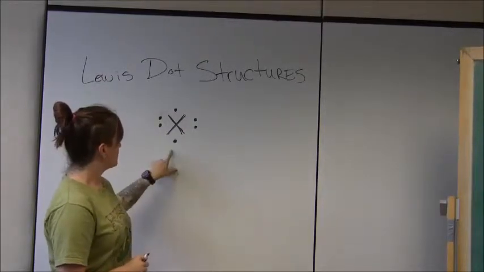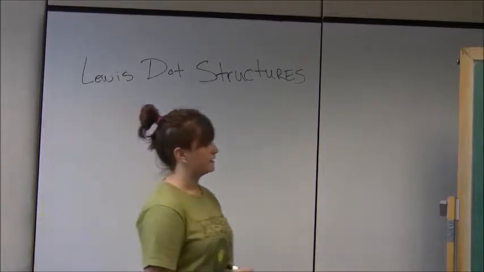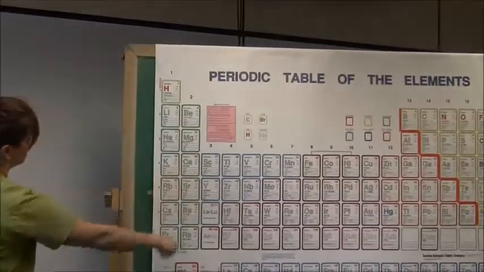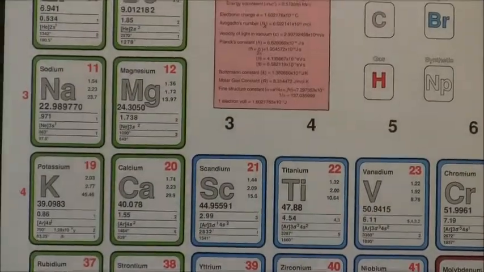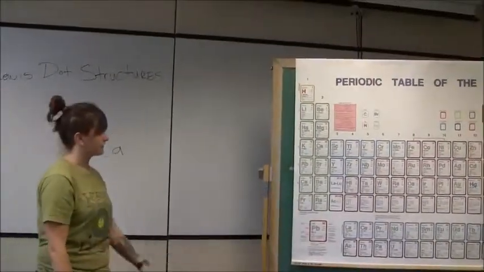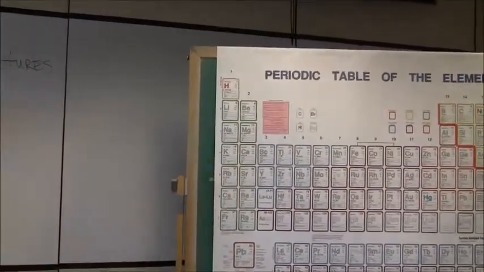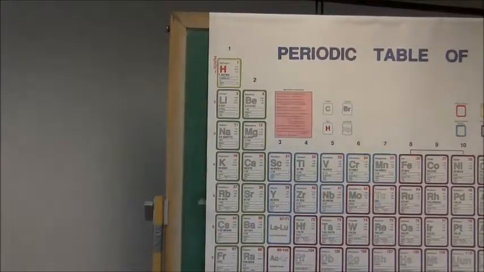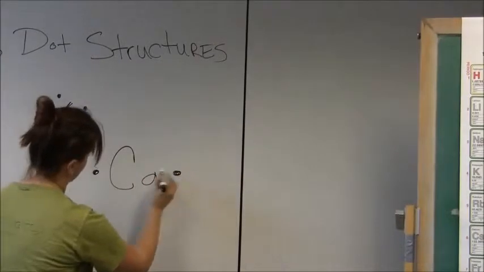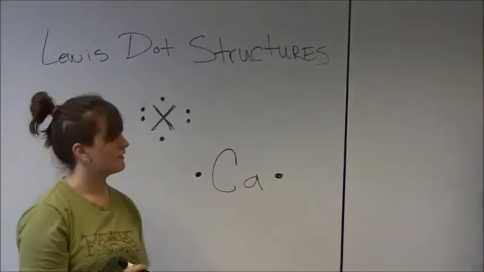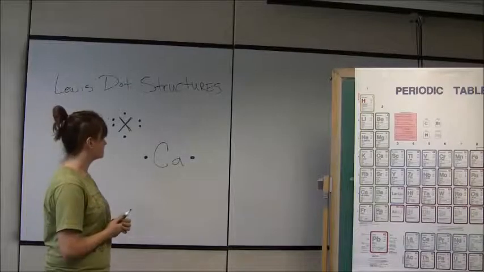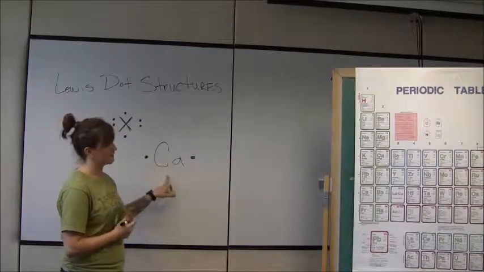So to do a couple, let's pick a random element. Let's do calcium. For calcium, we write the symbol of the element, which is Ca. Then we count the number of valence electrons, which in this case is really easy. It's just 2. And we put them on opposite sides of each other. And that's the dot structure for calcium.